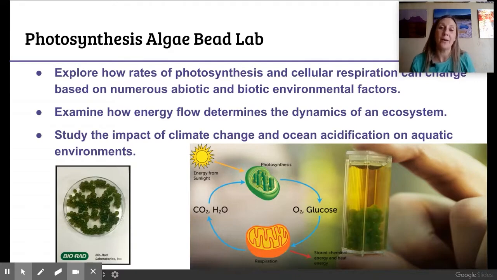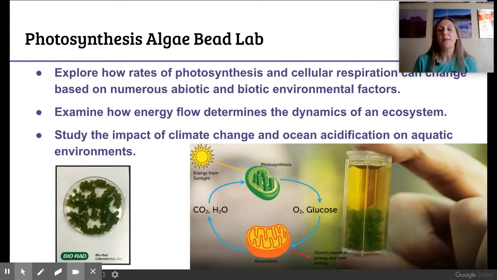Then this lab allows the students many different opportunities to test different abiotic factors beyond just light or dark. They can do different colors of light, so testing different wavelengths. They can do different quantities of light, so somewhere in the middle, in between extremely light and really dark. They could do temperature, or they could even possibly do pH.